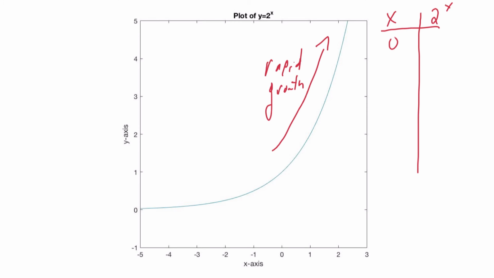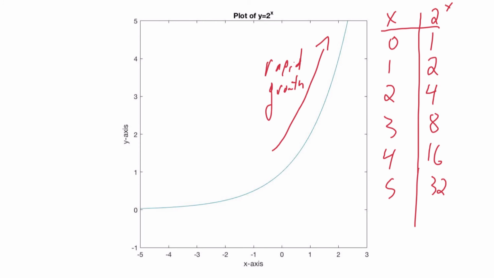So at x equals 0, I just have 1. At x equals 1, I have 2 to the 1, so 2. At x equals 2, I have 2 to the 2, so 4. At x equals 3, 8, 4, 16, 5, 32, and so on. So it really grows very rapidly.